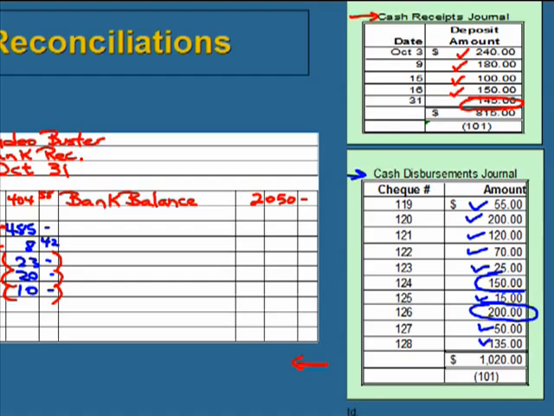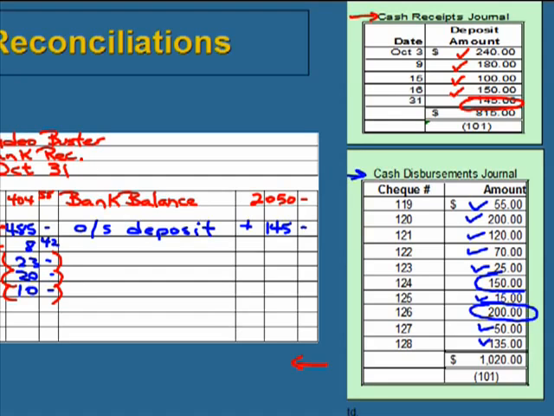We're going to put that deposit on our bank reconciliation, and when we have a deposit that's not on the bank statement, it's called an outstanding deposit. I'm going to abbreviate outstanding as OS. And we know that deposits increase the bank account, so we're going to leave that one as a positive number. So we're going to remember to add that one.